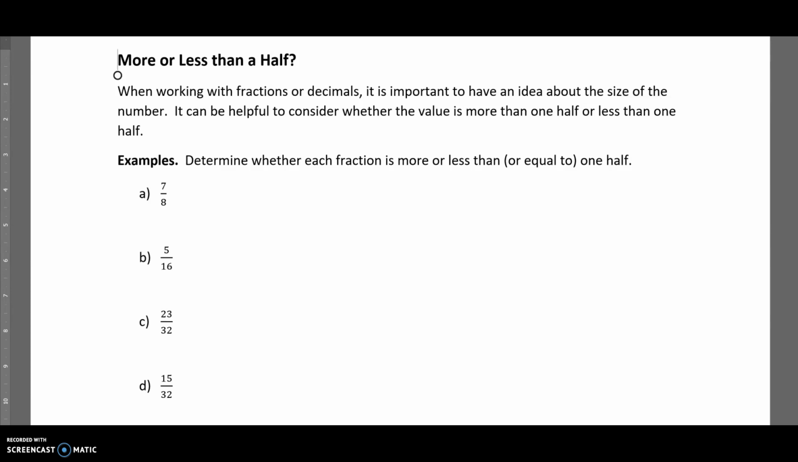One way to do this is to look at the denominator, so in this case 8, and decide what half the denominator is. Half of 8 would be 4. So a fraction of 4/8 would be equal to 1/2. Any numerator greater than 4 is greater than 1/2. Any numerator less than 4 would be less than 1/2. So therefore, 7/8 is greater than 1/2.